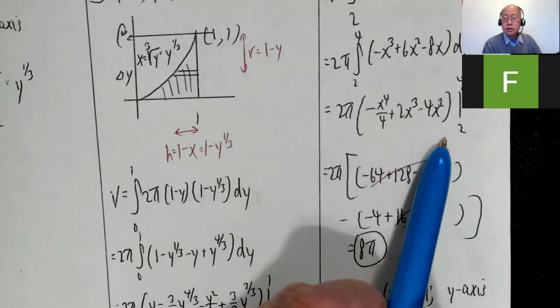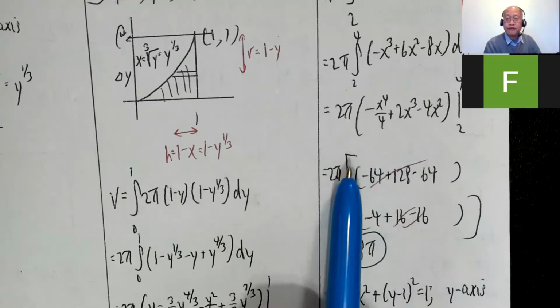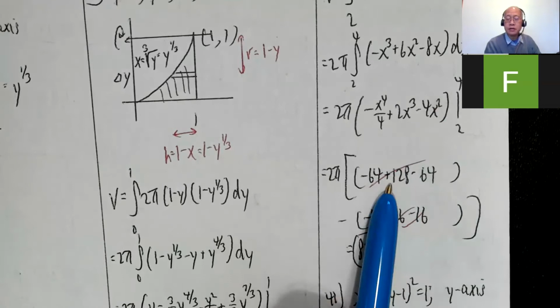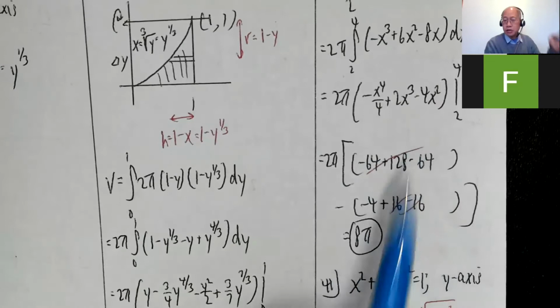So plug in 4, 2 pi's outside. Negative 4 to the fourth divided by 4 is negative 4 cubed, negative 64. And then 4 cubed is 64 times 2 is 128. Minus 4 times 4 times 4 is 64. Very conveniently, that's all 0.